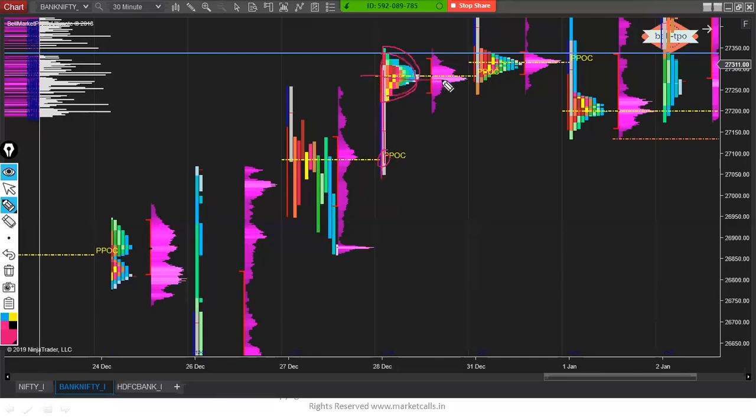Again, that is a sign that it's short-term buying activity. One more short-term buying activity where the point of control was touched. Again, there is one more prominent point of control where price initially went down, but it touched the prominent point of control.